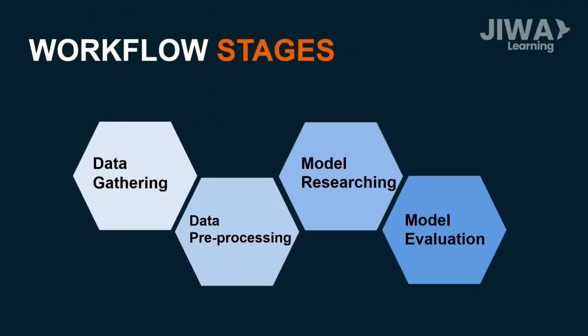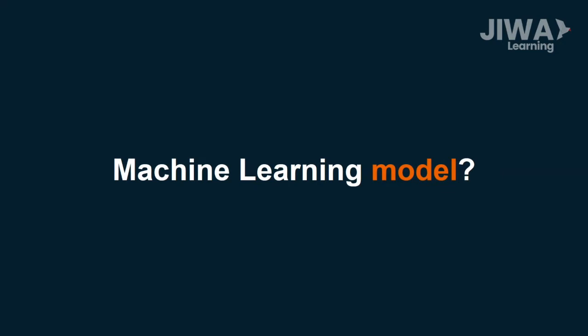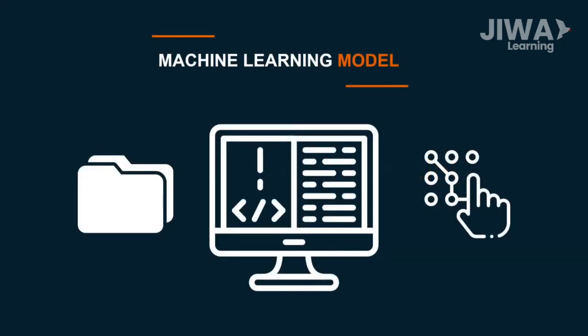There are four stages of machine learning workflow: data gathering, data preprocessing, researching the model that will be the best for the type of data, including training and testing the model, and model evaluation. But first, let's start from the basics. What is a machine learning model? The machine learning model is a file that has been trained to recognize certain types of pattern. It is nothing but a piece of code. An engineer or a data scientist makes it smart through training with data.